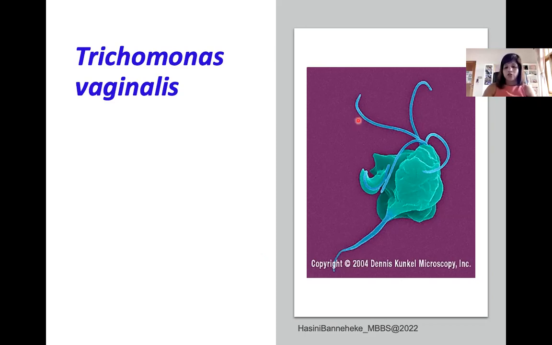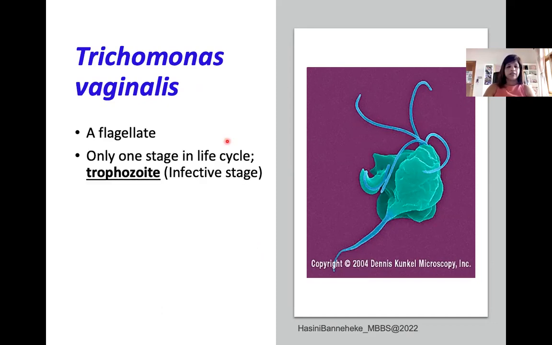Okay, so as you could see in the picture itself, today we are going to talk about a flagellate which is called Trichomonas vaginalis. The flagella is used for mobilization or the movement of the parasite. Also, during the introductory lecture and the previous lectures, when you talked about amoeba and giardia, you would have learned that the life cycle has two main stages, cyst and trophozoite.